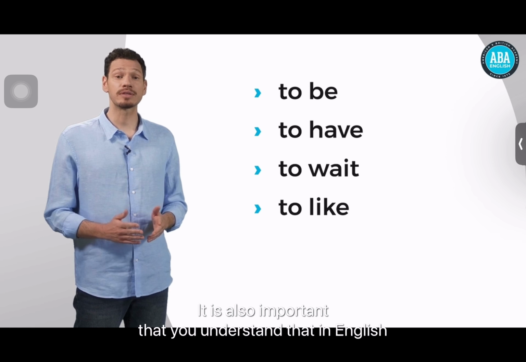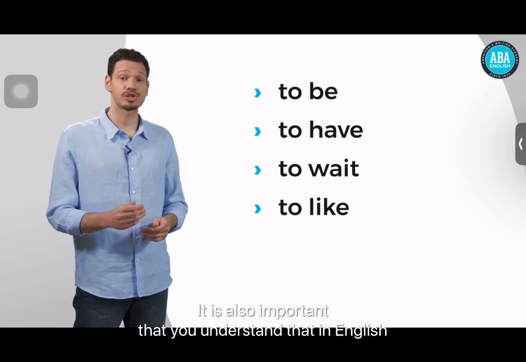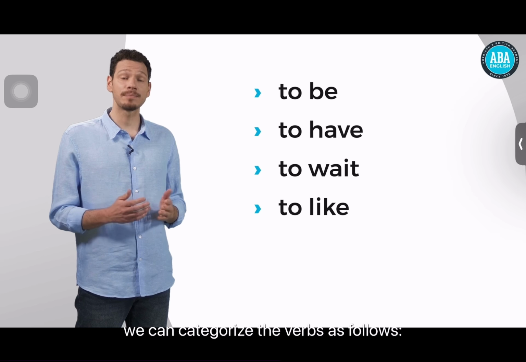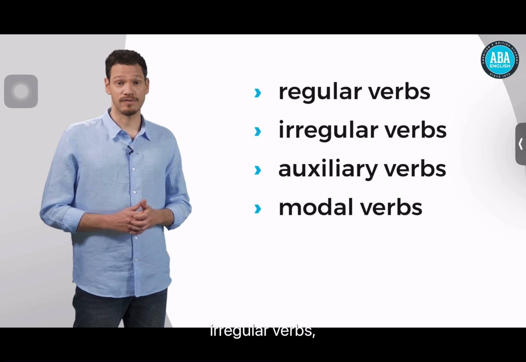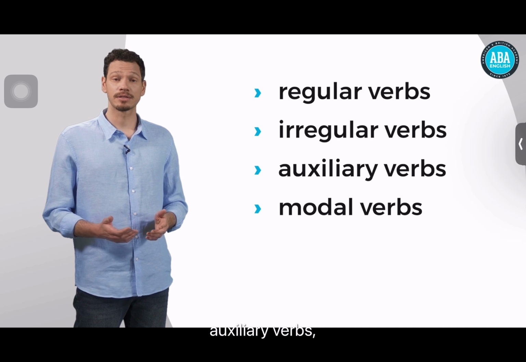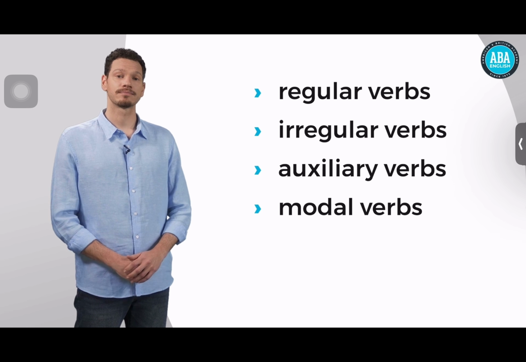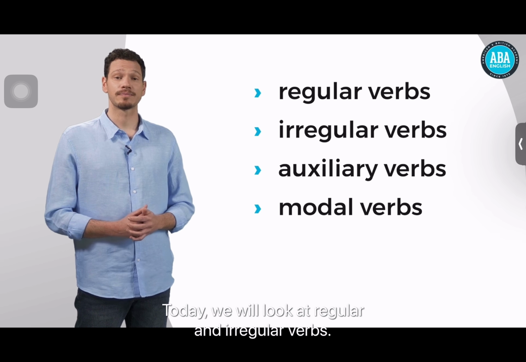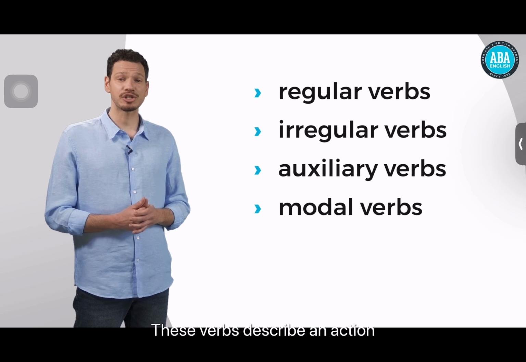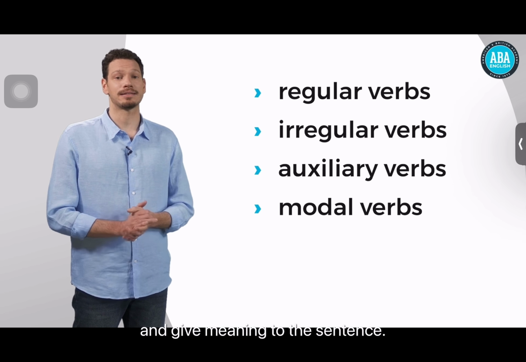It is also important that you understand that in English, we can categorize the verbs as follows: regular verbs, irregular verbs, auxiliary verbs, modal verbs. Today, we will look at regular and irregular verbs. These verbs describe an action and give meaning to the sentence.